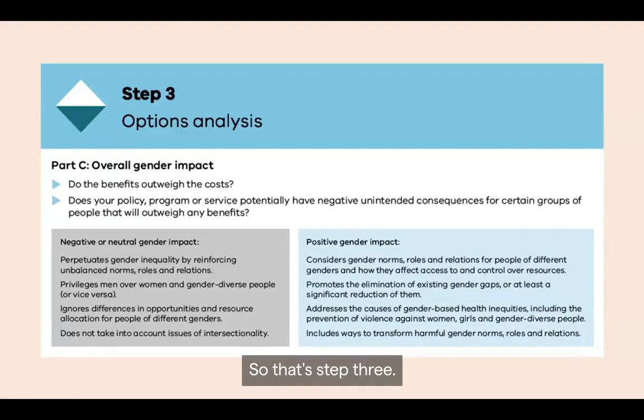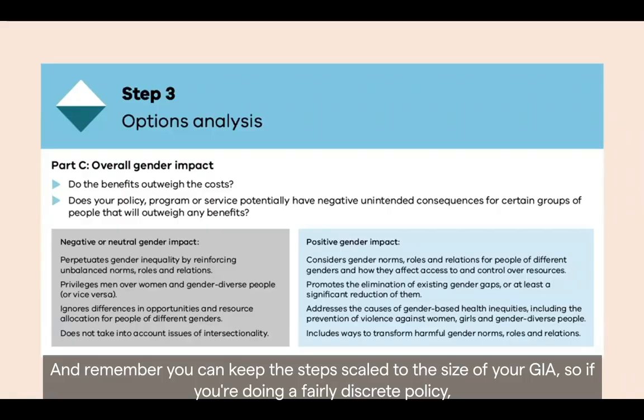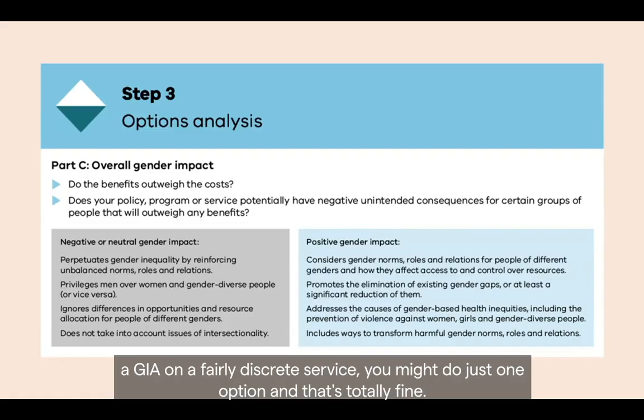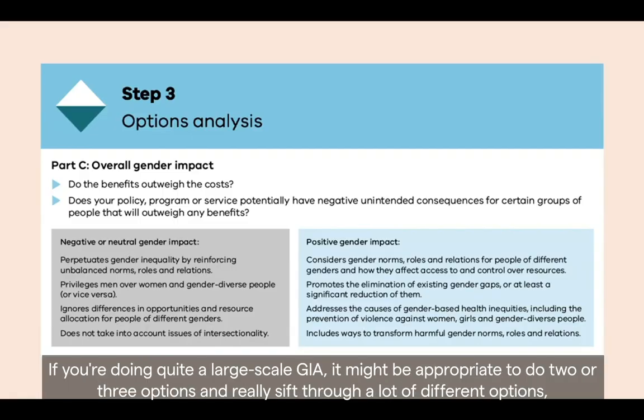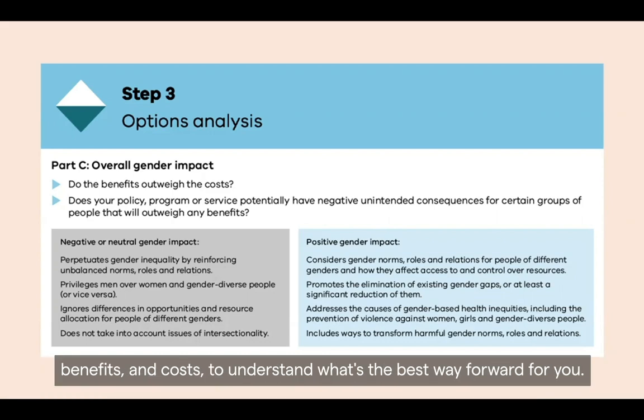So that's step 3. And remember, you can keep this step scaled to the size of your GIA. So if you're doing a fairly discrete policy, a GIA on a fairly discrete service, you might do just one option, and that's totally fine. If you're doing quite a large scale GIA, it might be appropriate to do 2 or 3 options and really sift through a lot of different options, benefits, and costs to understand what's the best way forward for you.